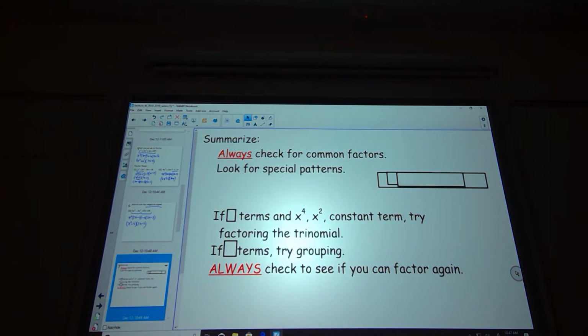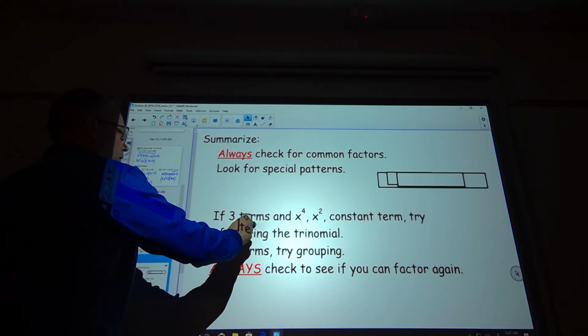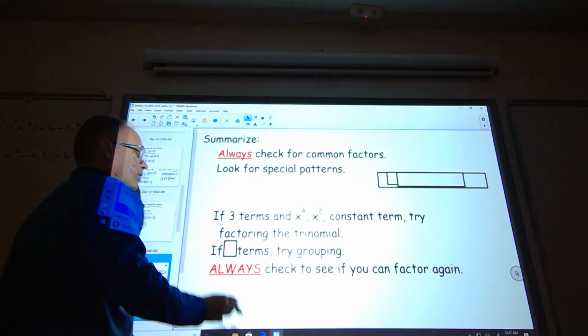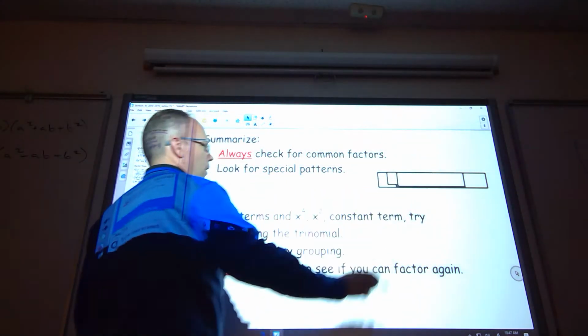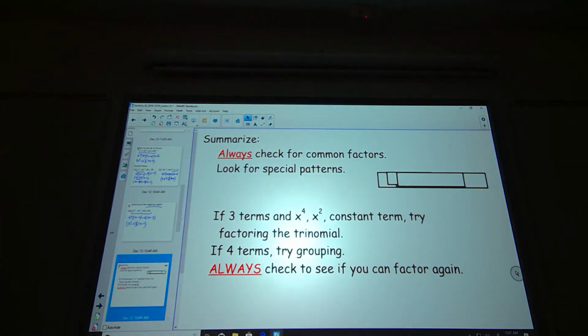Okay, always check for common factors, look for special patterns. Here's another thing. If 3 terms, and it's x to the 4th, x squared, constant term, try factoring the trinomial. 4 terms, try grouping it. That's what we just did, where you look at the first 2, factor it out, second 2, factor out, and go from there. And check to see if you can factor again, so make sure you don't have those x squared minus 9s in there.